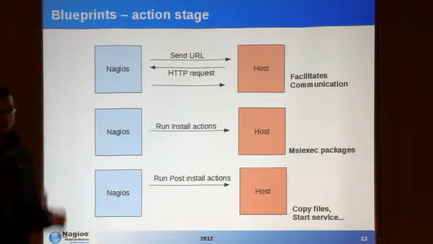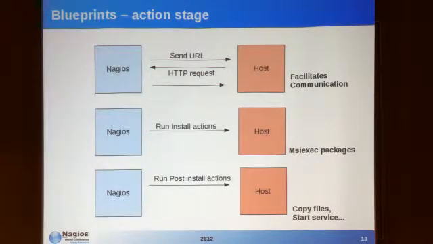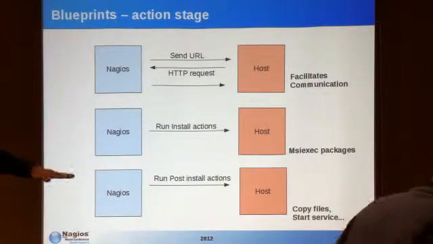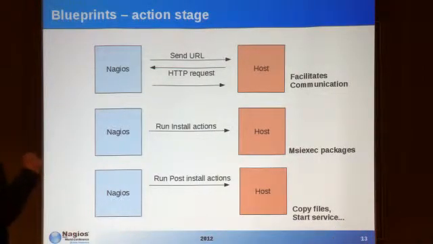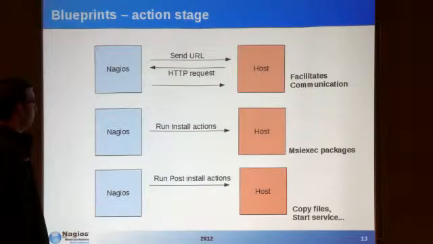So once the prerequisite stage is complete, it goes into the action portion. The seed file has been placed on the remote machine. It sends the URL to the host, and that URL points back to Nagios, which is running Apache, and gives it the proper URL to request the file. So then Apache pushes, or basically the host pulls the file back at this point. And then we run the actions.